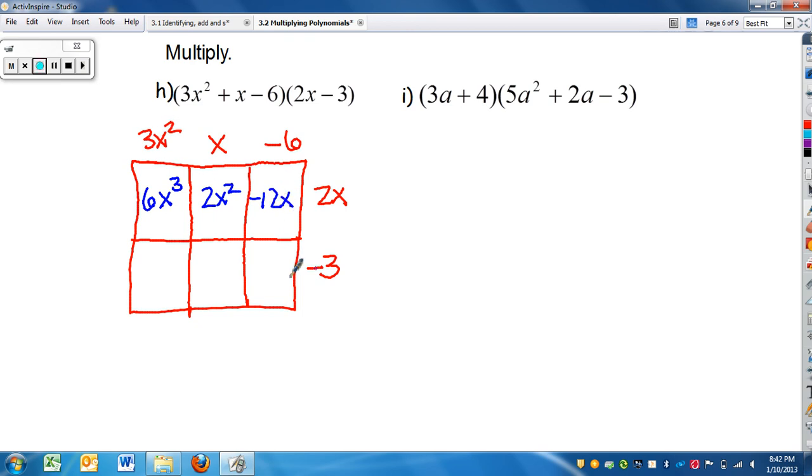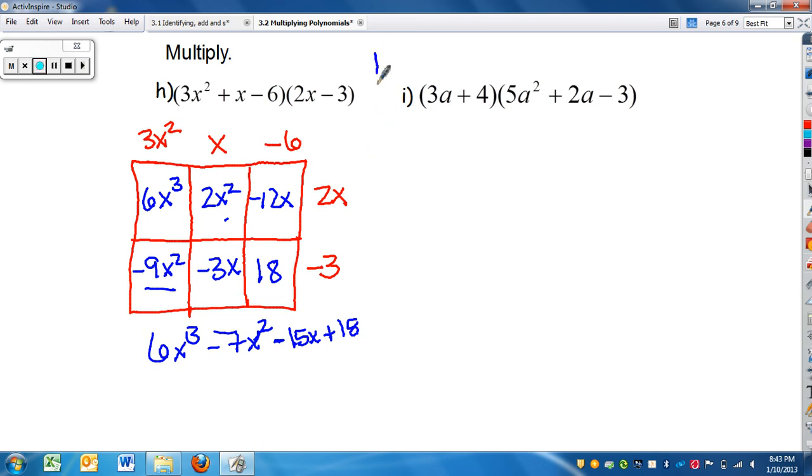Negative 3 times 3x squared is negative 9x squared. x times negative 3 is negative 3x. Negative 6 times negative 3 is 18. Now I can combine like terms. I only have one x cubed term. I have 2x squared and negative 9x squared to give me negative 7x squared. Negative 12x and negative 3x is negative 15x. And then only one constant term.